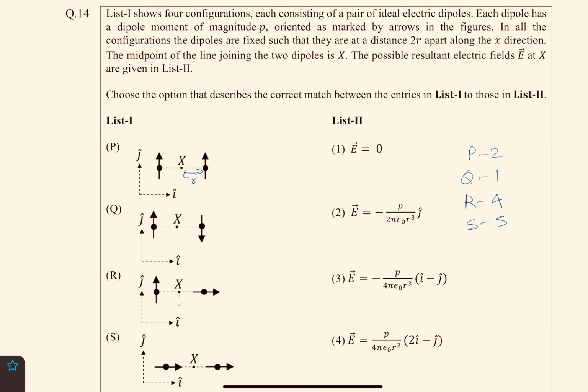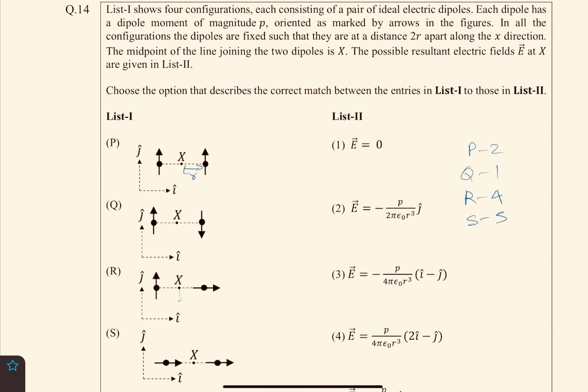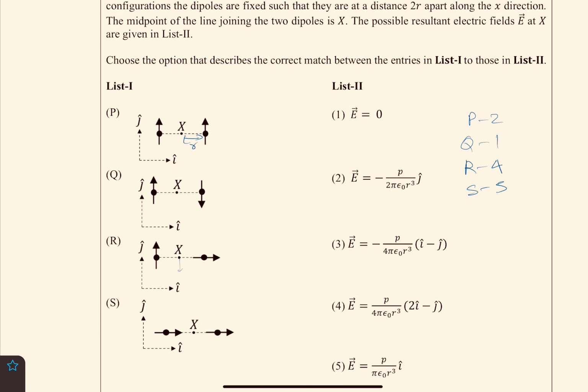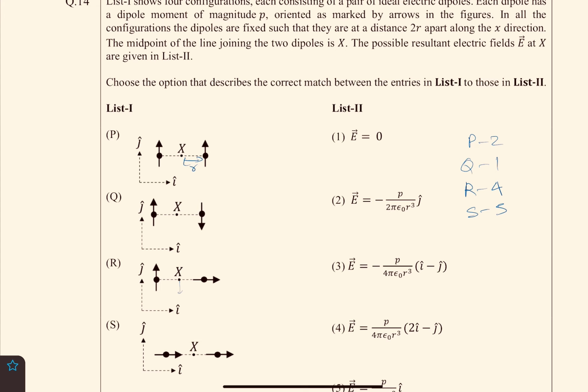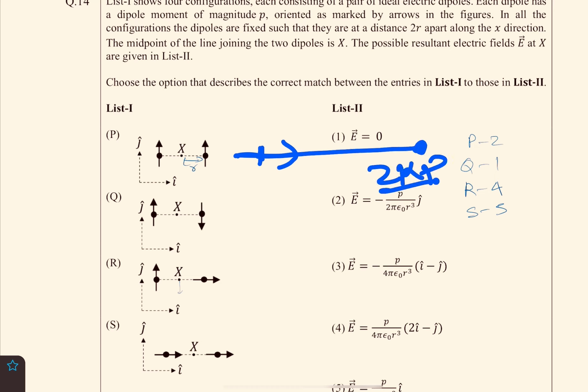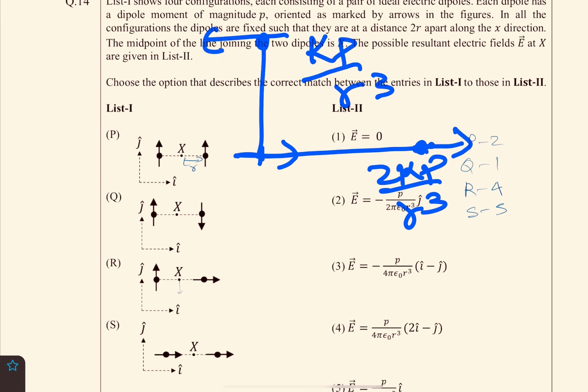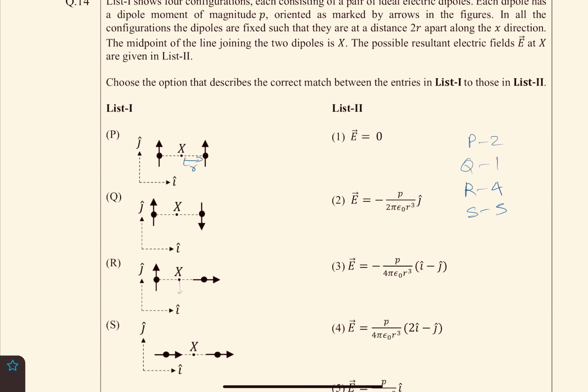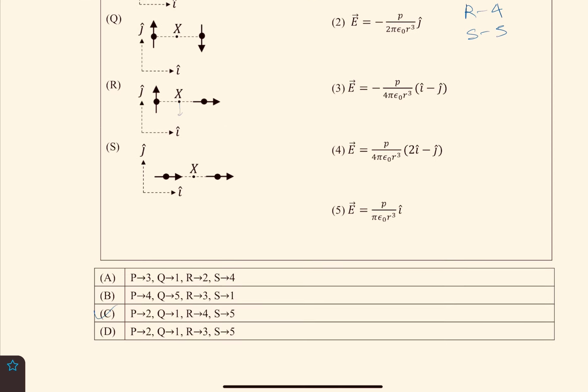Next question is quite straightforward. So dipoles are given in various orientations. You just need to know two things for solving this. One is that due to a dipole in the end-on position, how much is the field? It is 2 kp by r cube. And in the broadside on position, how much is the field? It is in opposite direction, and it is kp by r cube. And if you know these two facts, then you will be able to get the answer very quickly. Okay, not much calculation involved.